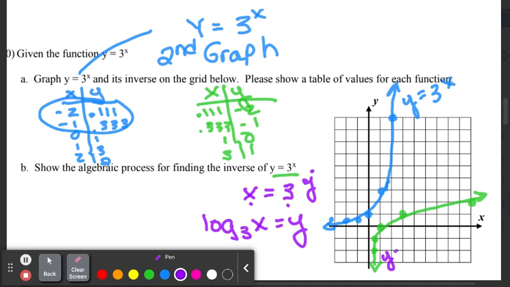So now I'm going to take my new equation and label it. Make sure you have points. See these points? Make sure you have points and make sure you label. That way you can get full credit.